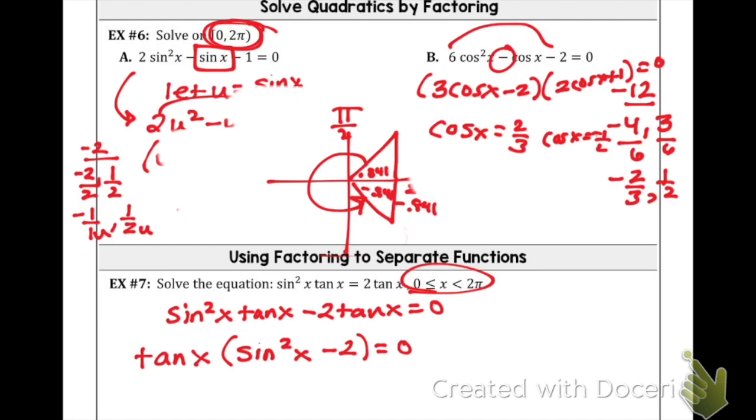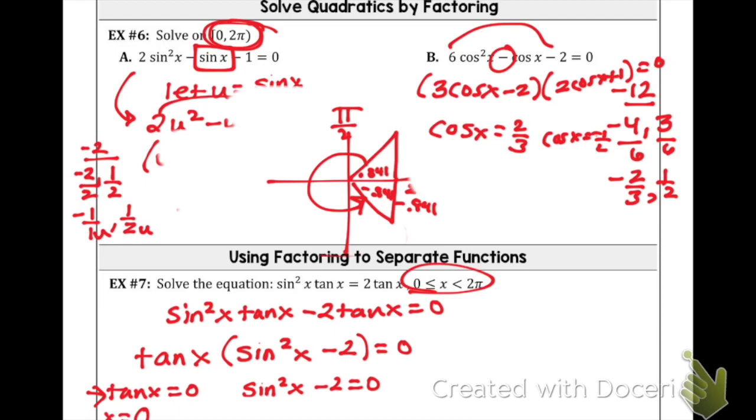So now using your product property, either tangent of x needs to equal 0 or sine squared x minus 2 needs to equal 0. The slope of my terminal ray is 0 at 0 and pi. Are we including 0? Do I have equals signs up here? I do. I'm not including 2 pi though. So just at 0 is when we have a slope of 0.